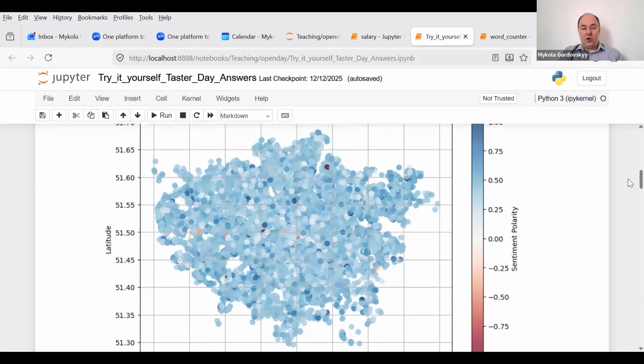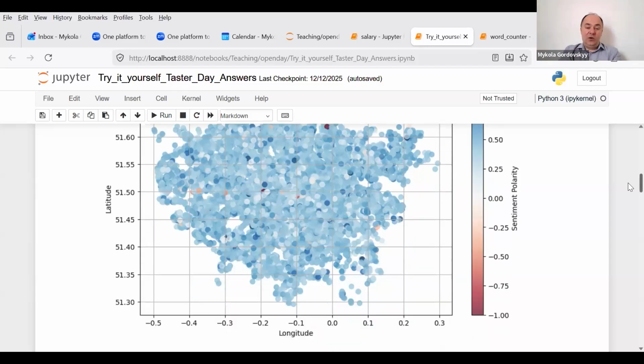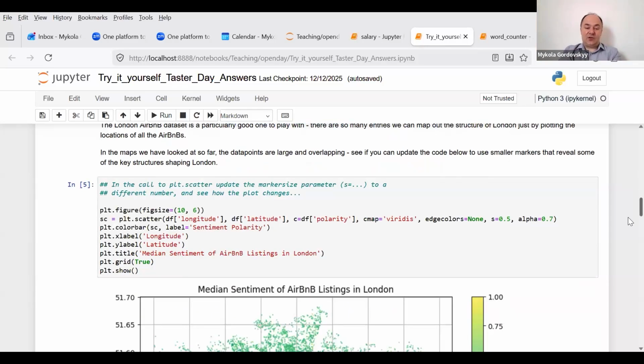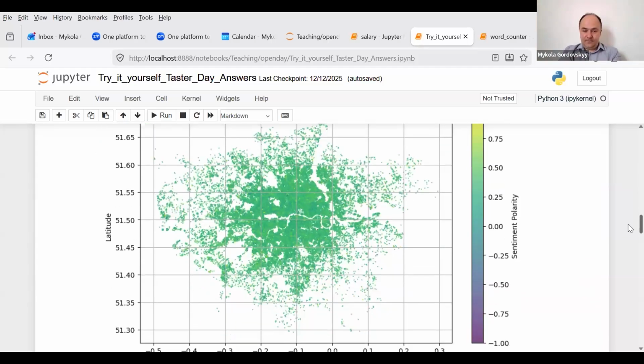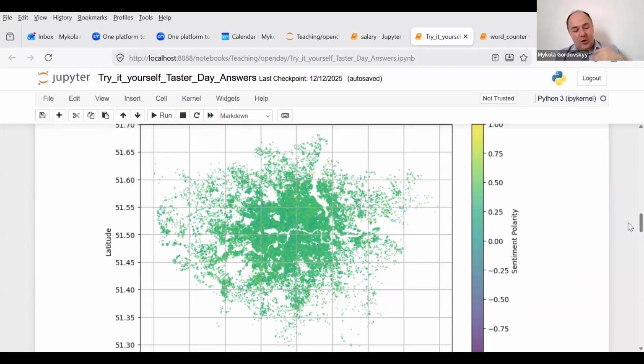This is the location of all Airbnb hosts in London. And unsurprisingly, the map of the distribution of Airbnb hosts in the city will follow basically the structure of the city. However, we can also use Airbnb distribution of hosts, and we can study the city itself.